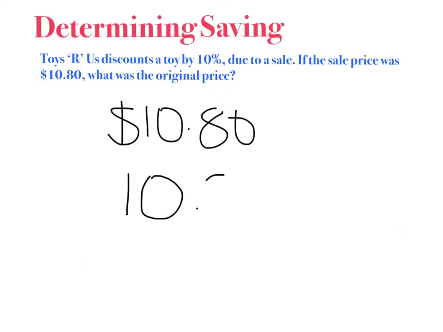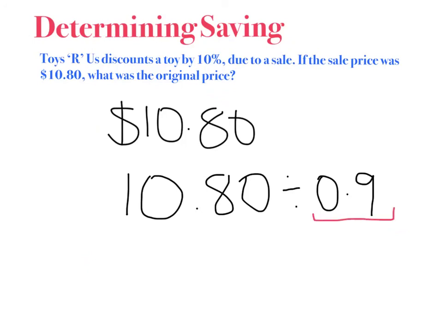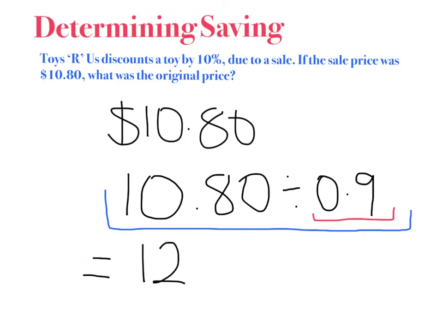In order to work out what the original price was, I simply get $10.80 and divide it by 0.9. Now, why do I do that? When I divide a number by a decimal that is less than 1, I get a number greater. What I'm technically saying here is $10.80 was 90% of its value. What is my original price? And I would spit out an answer of 12.